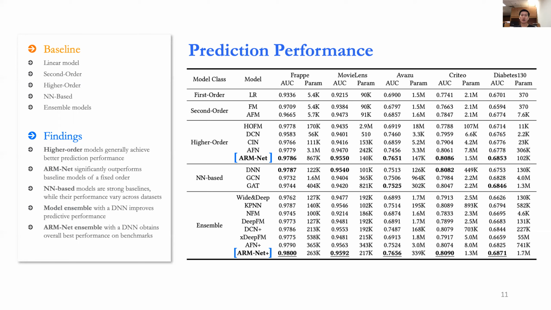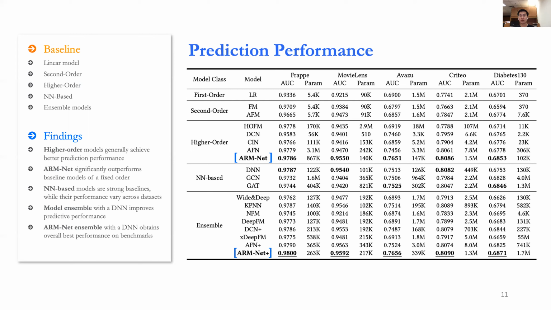The main findings are, first, higher order models generally achieve better prediction performance, which shows that higher order cross features are indeed essential for relation modeling. And second, AMNet significantly outperforms baseline models, which verifies the effectiveness of modeling cross features in an adaptive and data-driven manner. And third, neural network-based models are still very strong baselines. They generally achieve high prediction performance, while their performance is not as good and as consistent as our ARMNet.